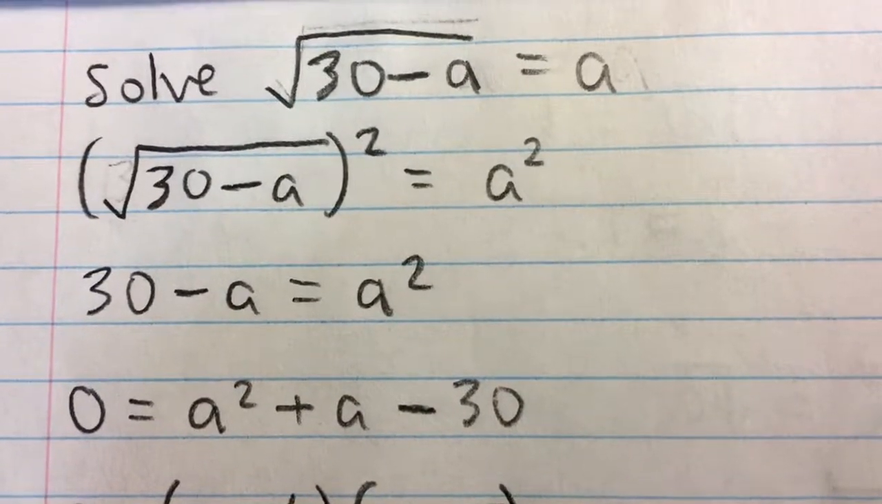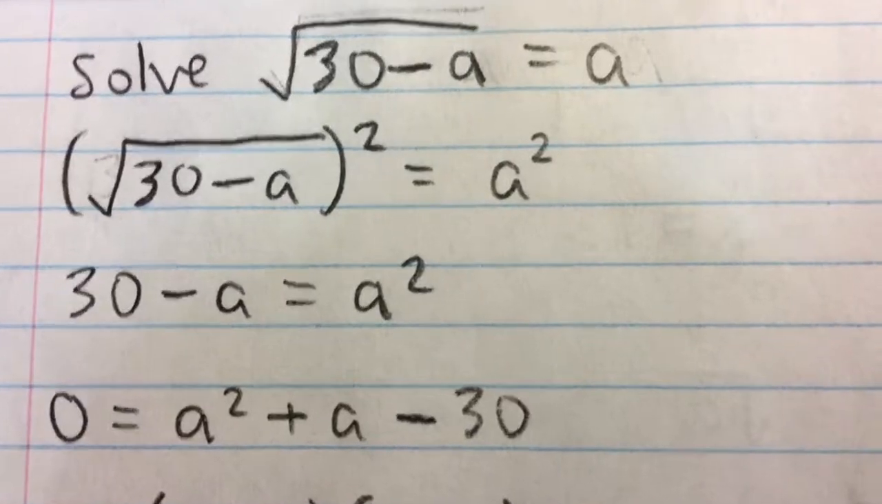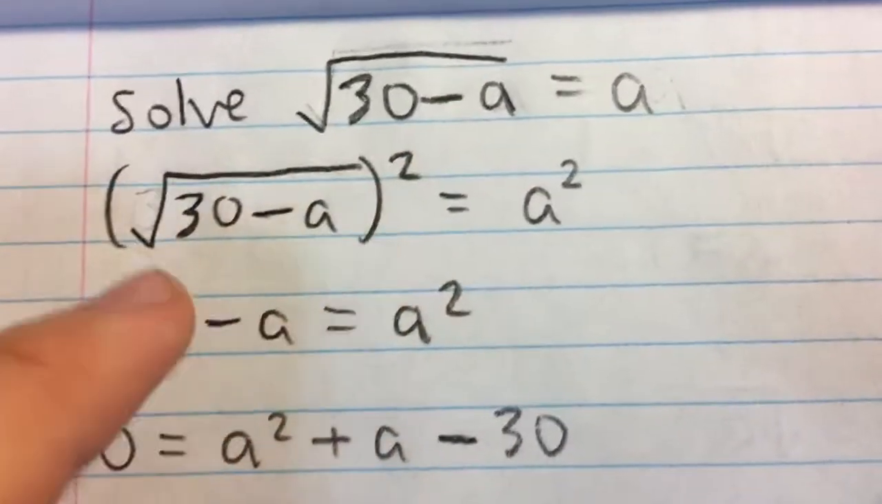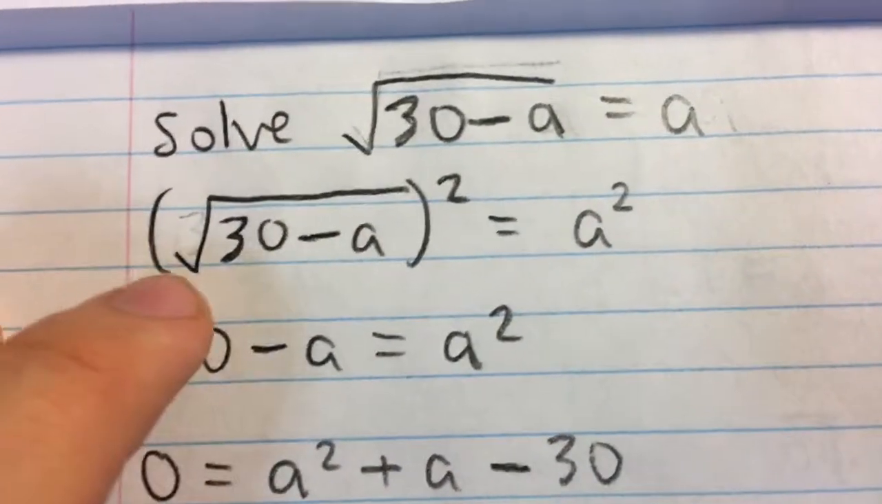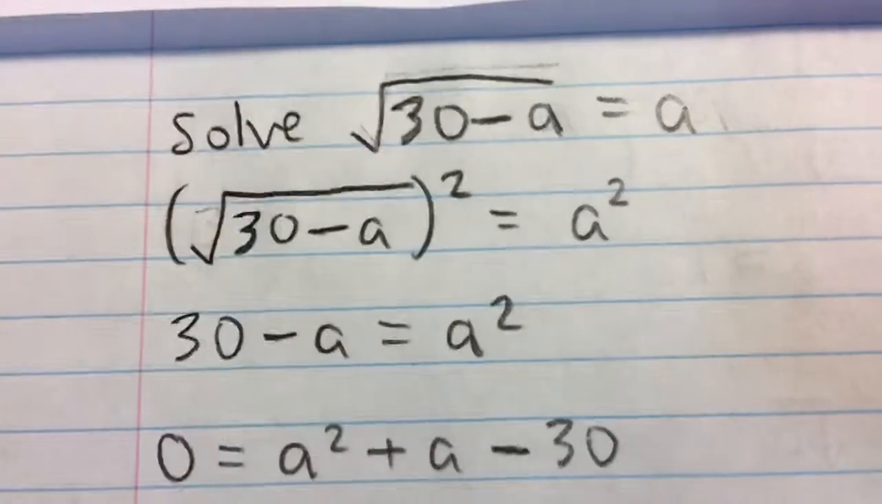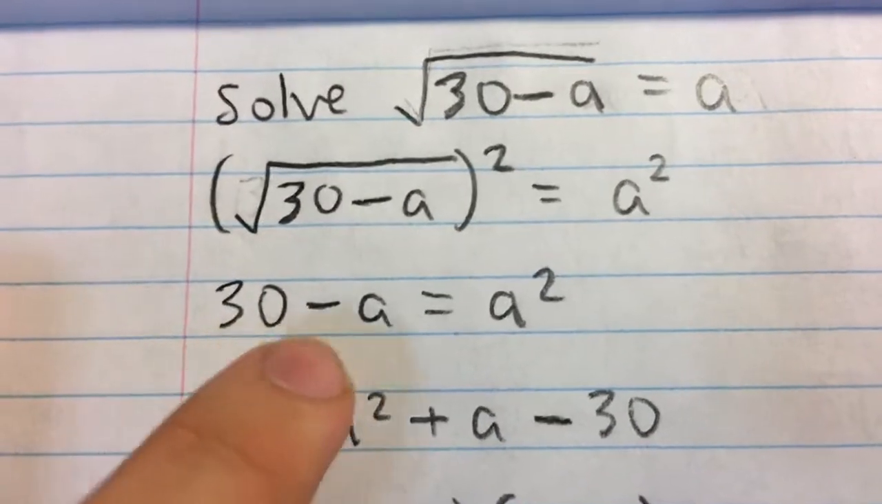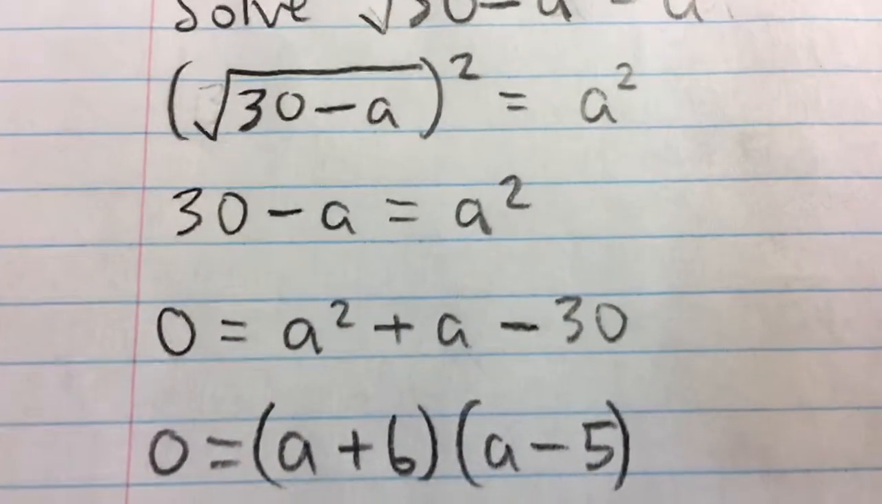Solve the square root of 30 minus a equals a. To solve this, we already have the radical, or the square root, isolated, so we can easily square both sides of this equation, and then the square and the square root will cancel each other out and make it a lot simpler. So we'll just have 30 minus a equals a squared, because we squared both sides of the equation.